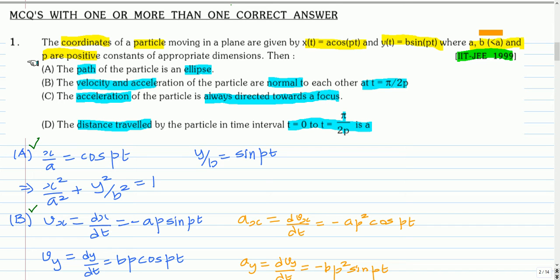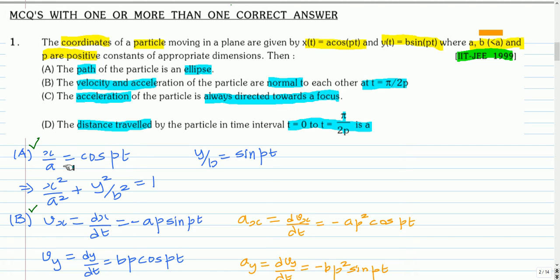Then the 4 options are given. The path of the particle is an ellipse. Velocity and acceleration of the particle are normal to each other at time pi by 2p. Acceleration of the particle is always directed towards the focus. Distance traveled by the particle in the time interval between t equal to 0 to pi by 2p is a. Since this is a multiple choice question with more than one correct answer, let's analyze these options individually.